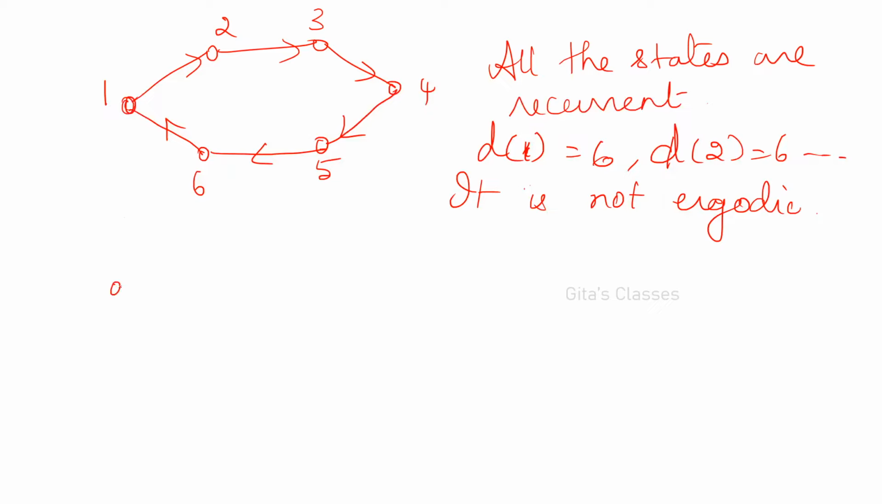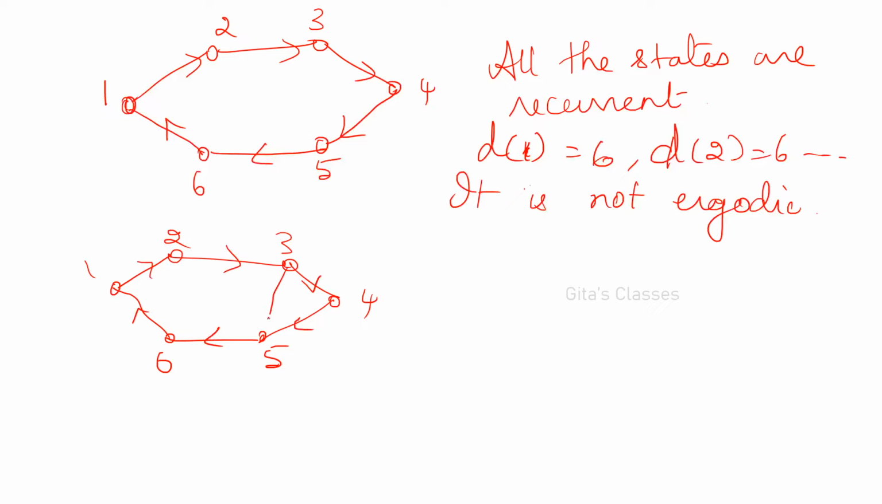But the same thing, states one, two, three, four, five, six. The same graph, if I add one more arc here. Now, all the other conditions will hold: it is an equivalence relation, it is having one equivalence class, and all the states are recurrent. You will be able to reach from every state to itself, so it is recurrent. Now what about this ergodic condition?